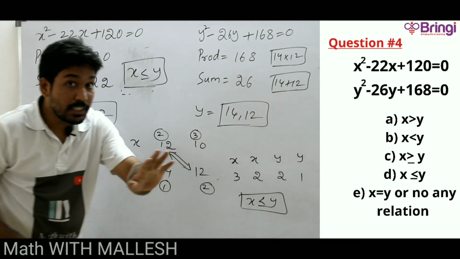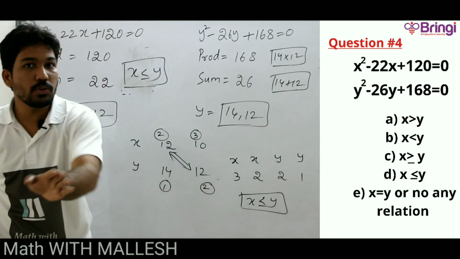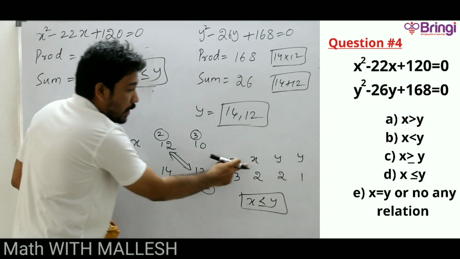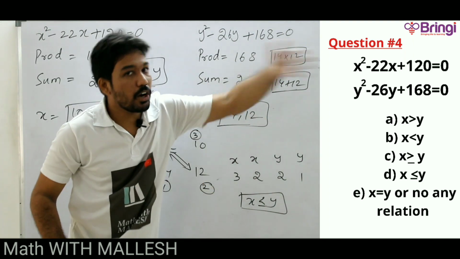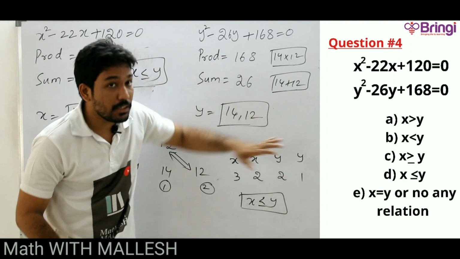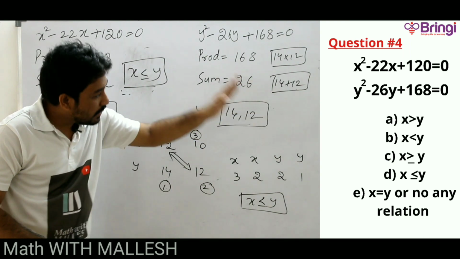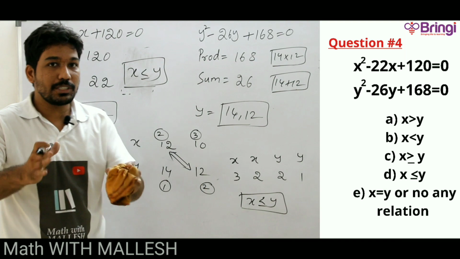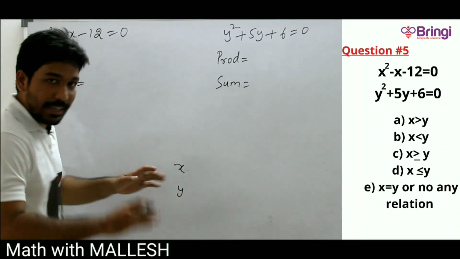Option 4. In which condition? 3, 2, 2, 1. Meaning Y position 1 and Y position 2, X position 2 and X position 3. If you observe, Y is always greater or sometimes equal. Correct or not? So option 4. So we discussed option 1, option 2, option 3 and option 4. And moving on to the next question, the fifth question and last question.